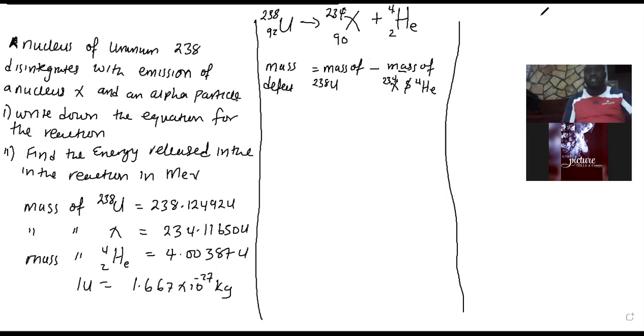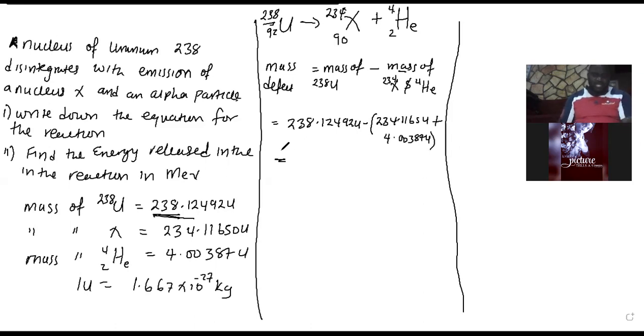Now, when do I know that the mass of uranium is the one that is subtracting the mass of the nucleons? It's because this value, 238, is greater than the mass number we know. But if it is less, for example, if they had given you 237 point something U, it means the mass of the nucleons is greater than the mass of the atom, and then you use the mass of the nucleons minus the mass of the atom. So for that reason, I will say 238.12492 U minus the mass of X, which is 234.1165 U, plus mass of helium, which is 4.00387 U, close brackets. When you press the calculator, what answer do we get?